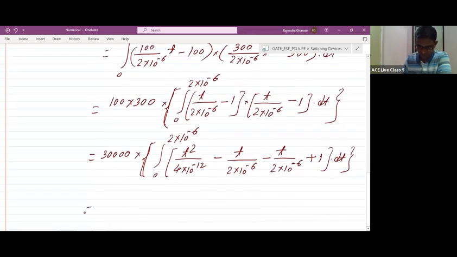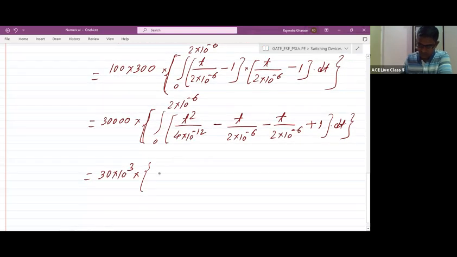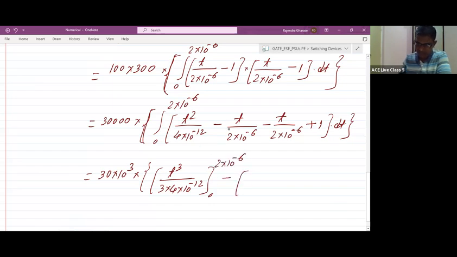So it is equal to 30 into 10 to the power 3 into, we can write, t square upon this term. What is the integration of t square dt? It is t cube by 3. So t cube upon 3 into 4 into 10 to the power minus 12, with limits 0 to 2 into 10 to the power minus 6. This is one term, minus, it is the same term, we have t minus t minus t, so it is minus 2t.